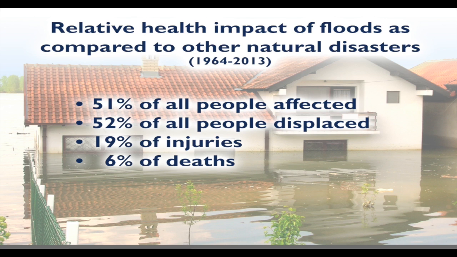Let's talk about the relative health impact of floods as compared to other natural disasters. Once again, looking at that 50-year period between 1964 and 2013. 51% of all people affected by natural disasters were affected by floods. 52% of all people displaced by all natural disasters in the world were displaced by floods. So they have a large-scale impact on a global level. Also, 19% of injuries and only 6% of the deaths. You can see a lot of people affected, a lot of people displaced. However, relatively smaller when we're talking about the impact of injuries and deaths.